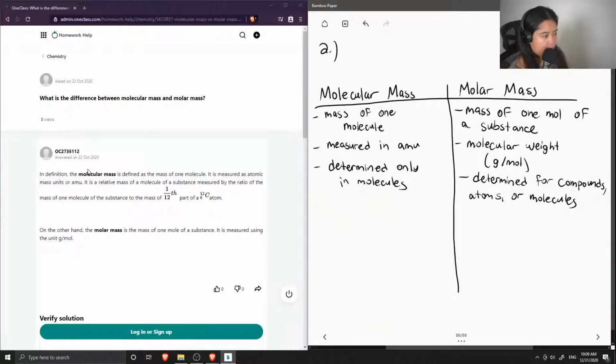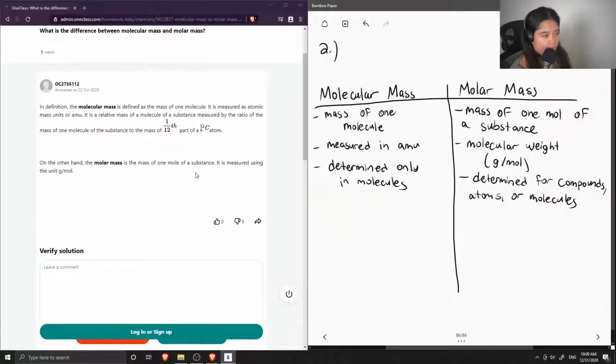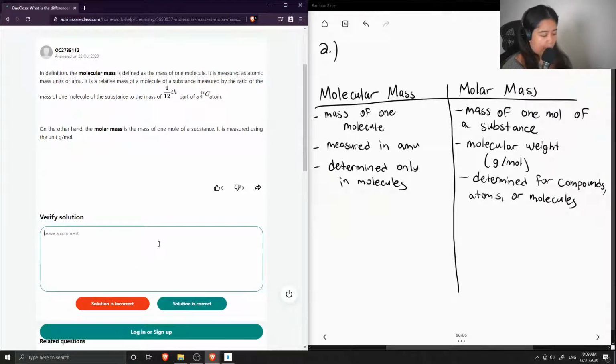The junior tutor said that in definition, the molecular mass is defined as the mass of one molecule. It is measured as atomic mass units, or AMU. It is a relative mass of a molecule of a substance measured by the ratio of the mass of one molecule of the substance to the 1/12th part of a carbon atom. On the other hand, the molar mass is the mass of 1 mole of a substance. It is measured using grams per mole. Yep, so this solution is correct.